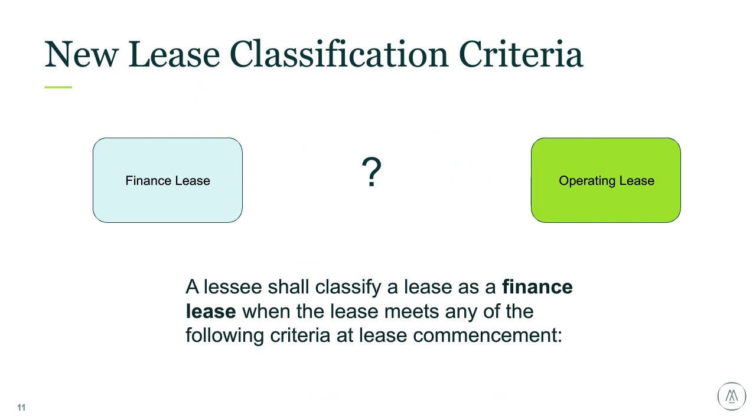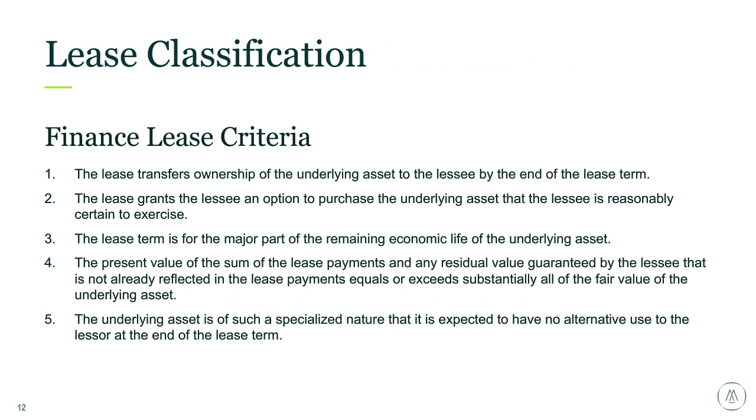So let's talk about the criteria of a financing or an operating lease. And you'll notice that the financing lease criteria is very similar to what the old guidance would indicate a capital lease looks like. So there are five criteria you want to look at to determine whether you have a financing lease. The first one is if the lease transfers ownership of the underlying asset to the lessee by the end of the lease term. Second, if the lease grants the lessee an option to purchase the asset and the lessee is reasonably certain to exercise that option to purchase, you have a financing lease.